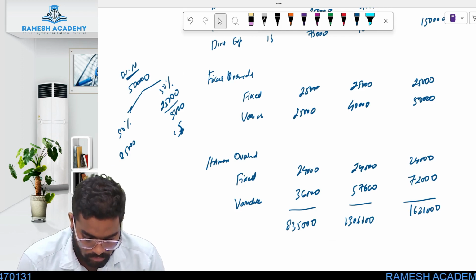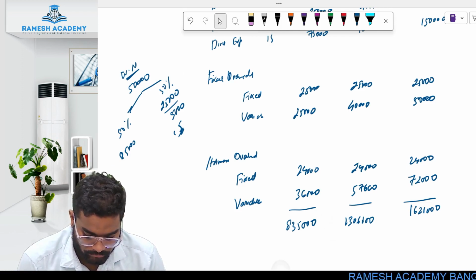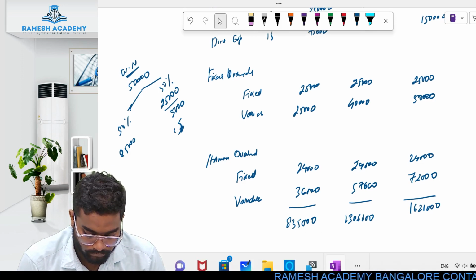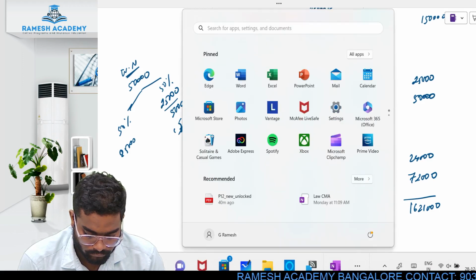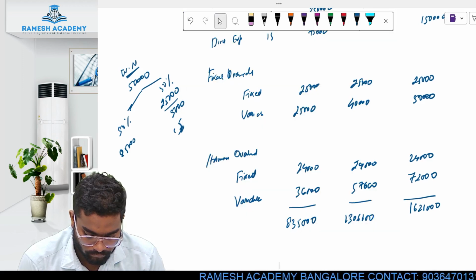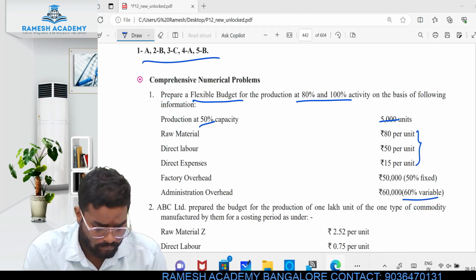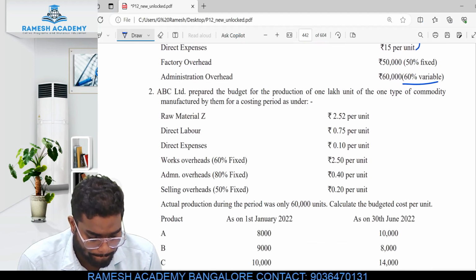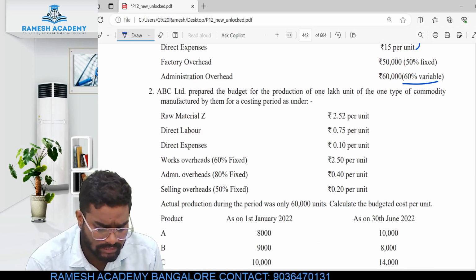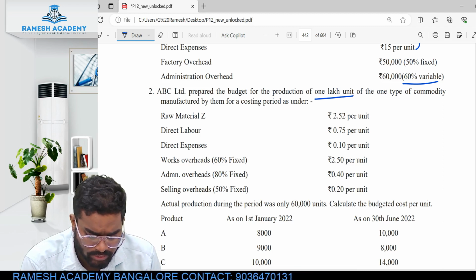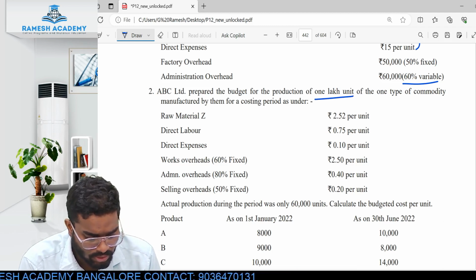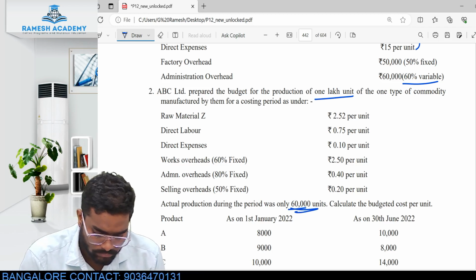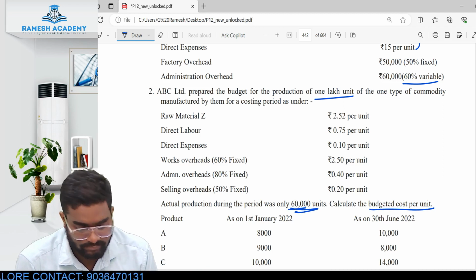So next we can see the next question. Same thing. ABC Limited prepared a budget for 1 lakh units for one type of commodity. Raw material, labor, expenses, semi-variable. Actual production was 60,000. So we have to calculate the budgeted cost.